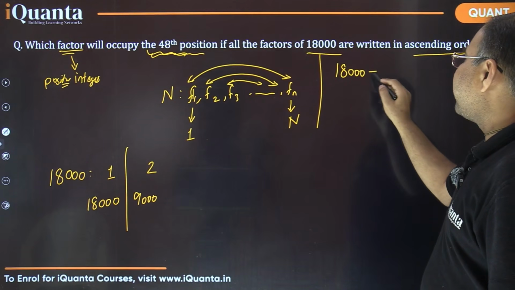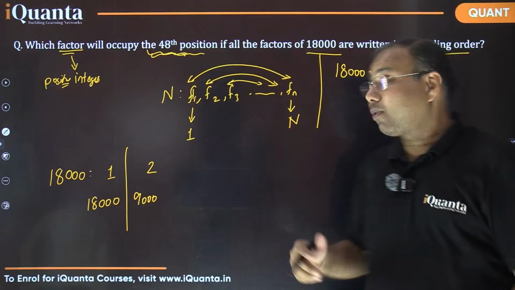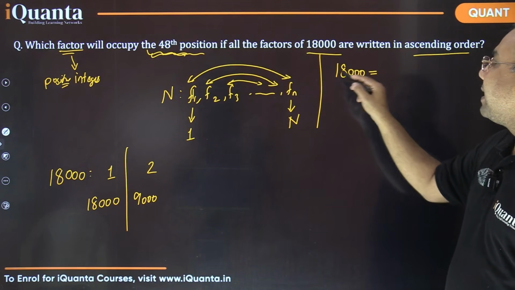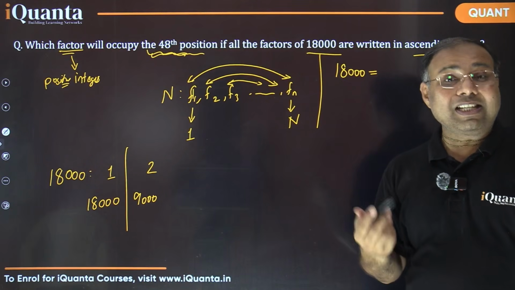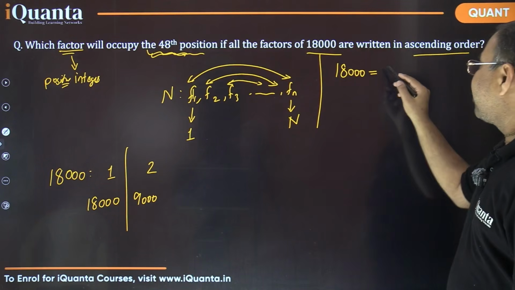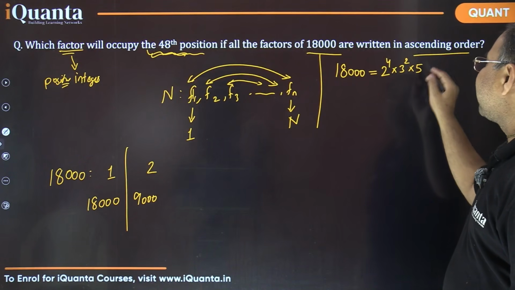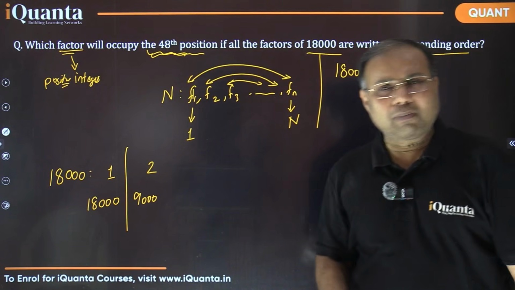So 18,000. I need to write this number in its prime factorized form first. So you can see that this is 1000, so that makes it 2 cube, and 18 is 2 into 3 square, 9 into 2 is 18, right? So 2 raised to the power 4 into 3 square into 5 cube. That becomes the prime factorization of this number. I hope it is very clear.